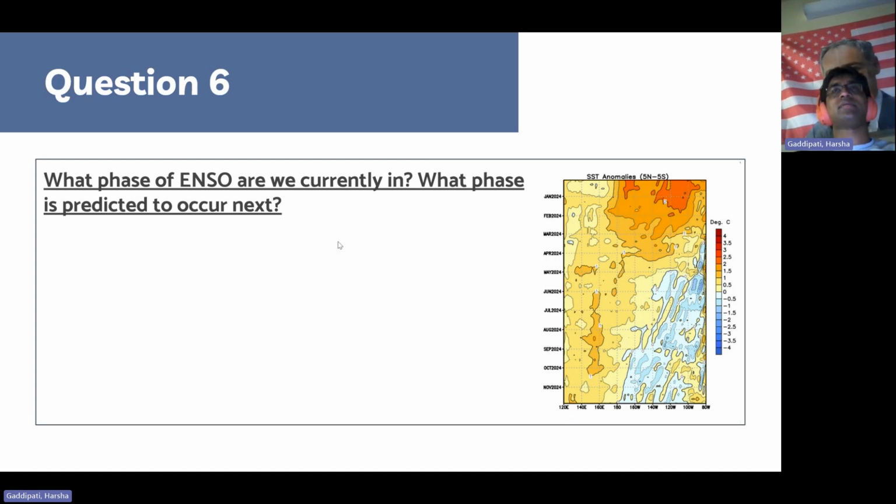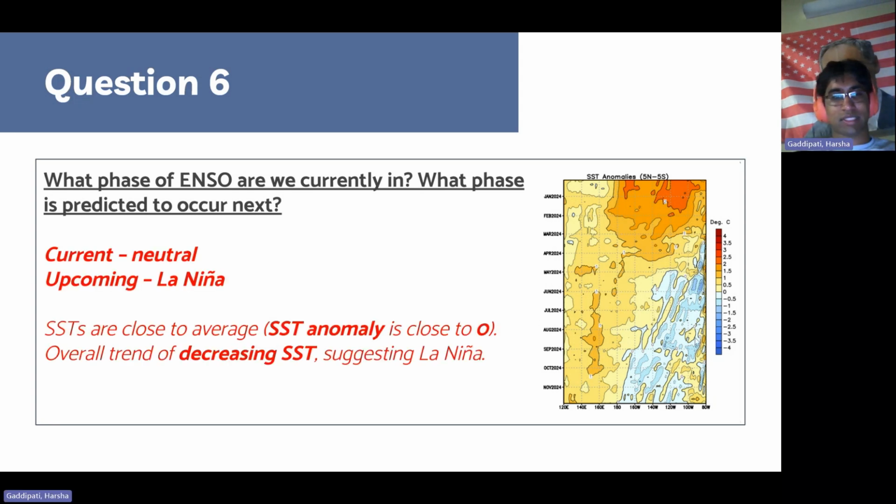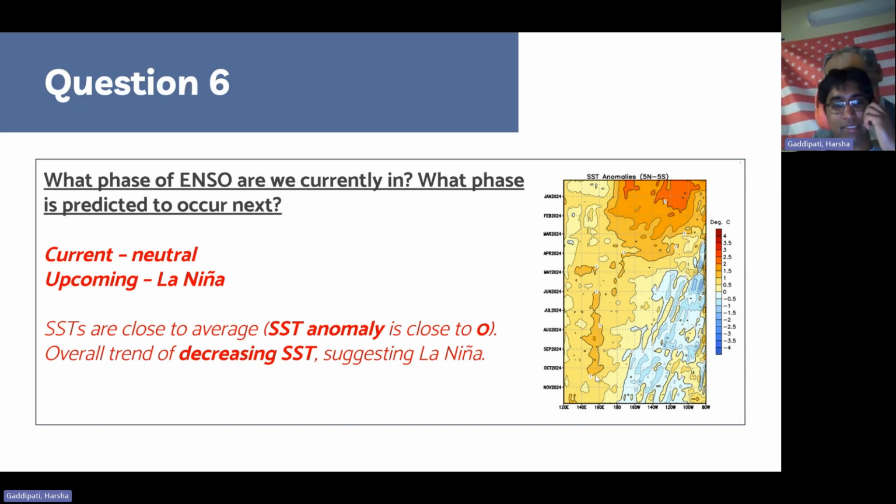So going on to this one. Check here. Yep, current is neutral, great guess, and upcoming is going to be La Nina. This is because the SSTs here are kind of close to average. If you see, these SST anomalies are close to 0, and then the overall trend also suggests a decreasing SST, which suggests that La Nina is going to happen.